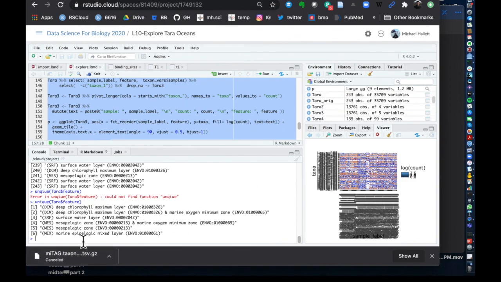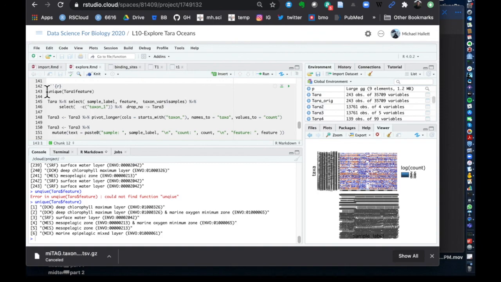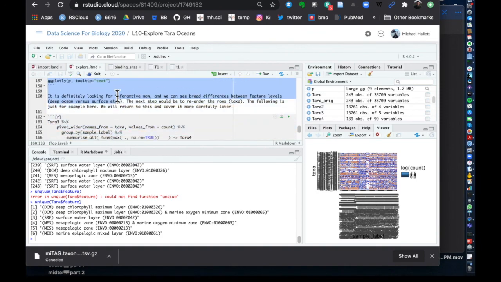There are different depths, or what they call, they pigeonhole the depths into different categories, like DCM for deep, and sometimes an oxygen minimum zone, surface water, or the mesopelagic, or the marine epipelagic, the mixed layer. So I'm going to reorder each of these Tara Oceans samples into their 6 categories here, and this is what that code does. It basically gets that ready, it reorders the factor.